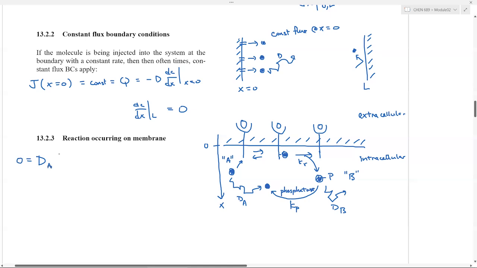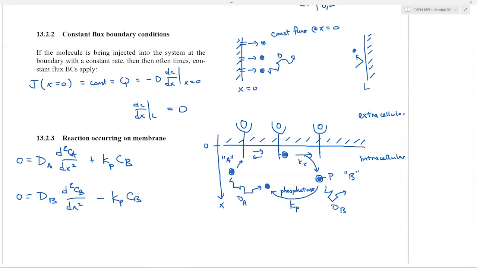So at steady state, we have diffusivity of A times the second derivative of A in space. And A is produced by the bulk reaction, which is the dephosphorylation of species B. So you have a reaction term here. It's a bulk reaction term. It's not happening just at the membrane. I can write down a differential equation for B. So that's diffusivity of B times the second derivative of B in space. And it is consumed by the phosphatase reaction.